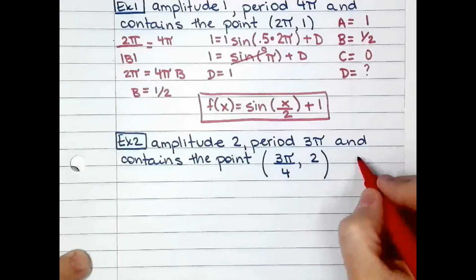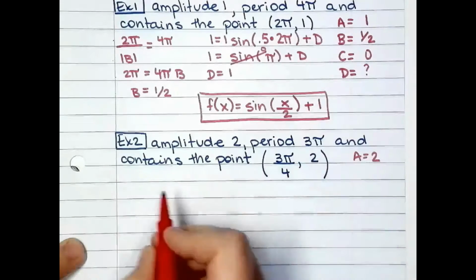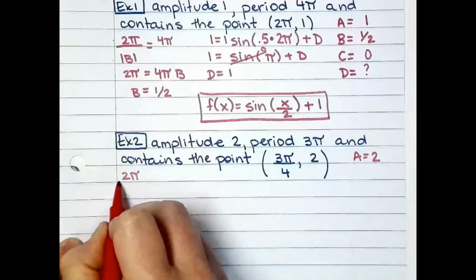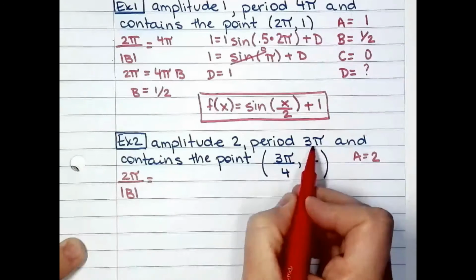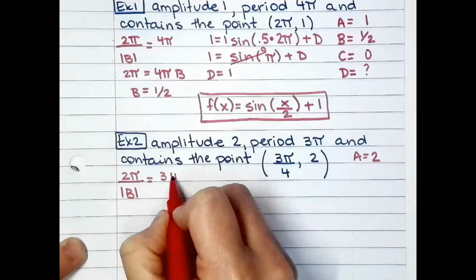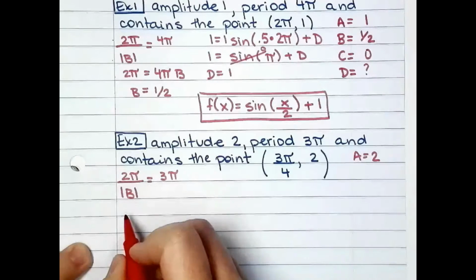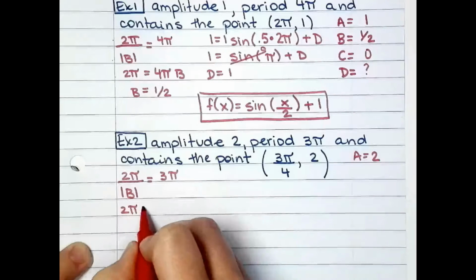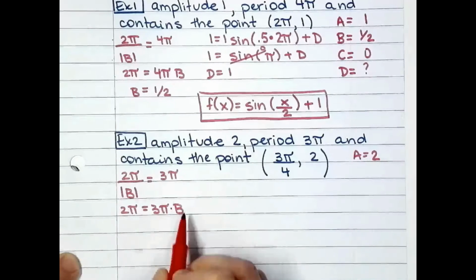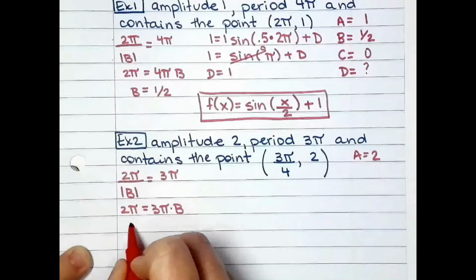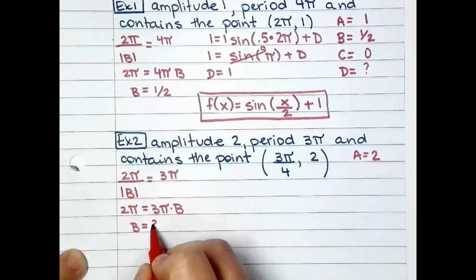Okay, here we have a is 2. We need to calculate b. The period is 2 pi over the absolute value of b, and I know the period is 3 pi, sorry. Multiply both sides by the absolute value of b. So here I have 2 pi equals 3 pi b. Divide both sides by 3 pi. I have b equals 2 over 3.